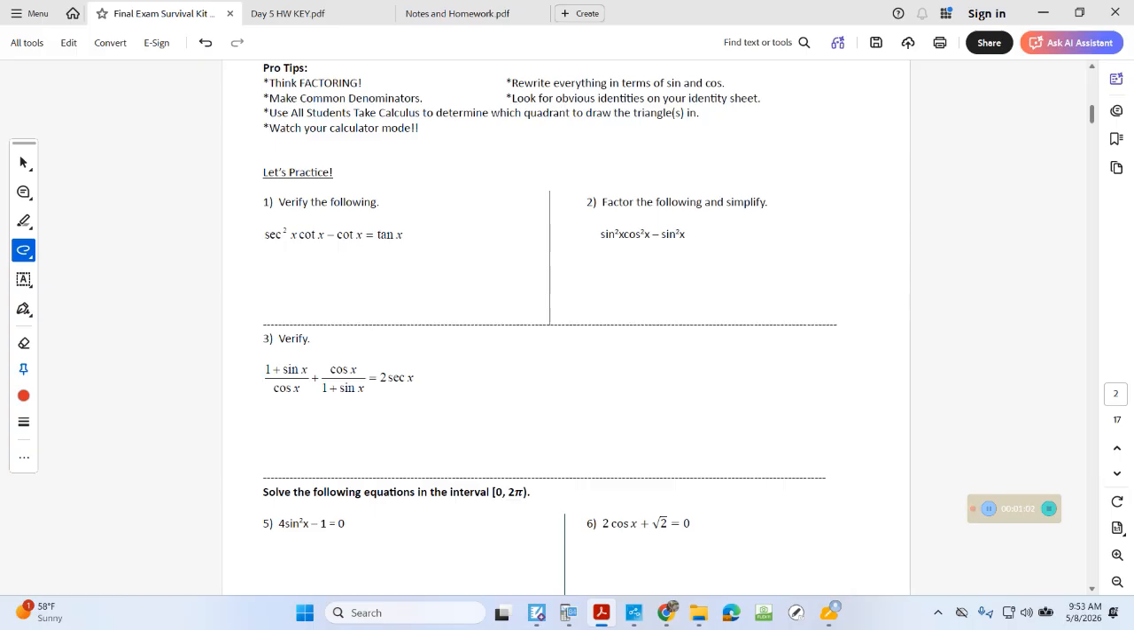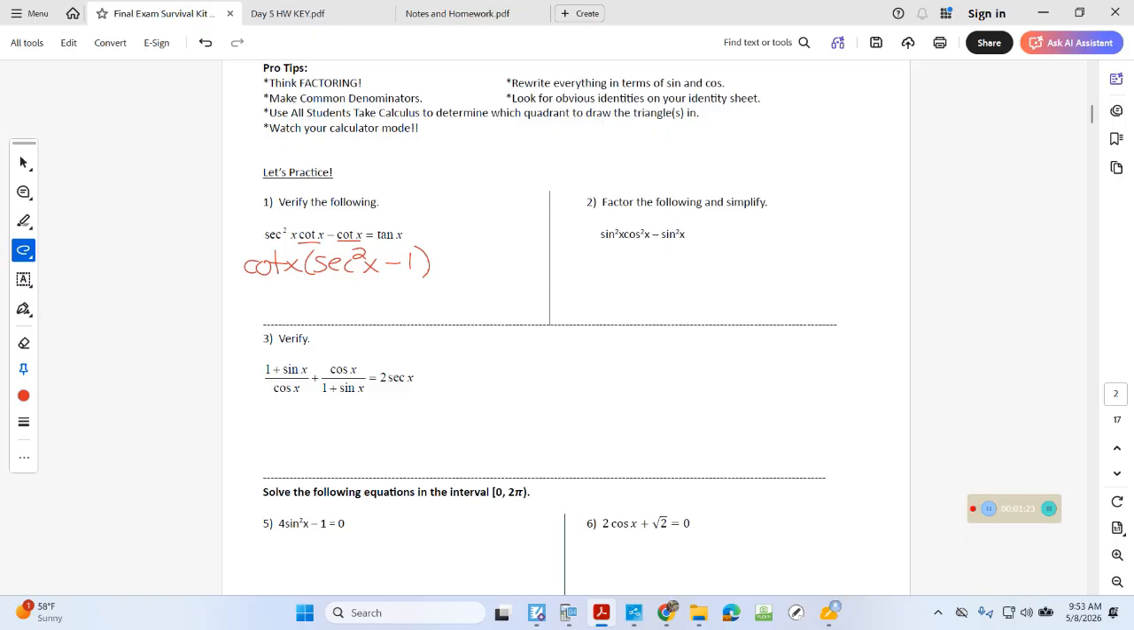So let's practice. Verify the following. So of course I'm going to work on the left side, the more complicated side, and I'm going to try to simplify it down to the right side. So first thing that jumps out to me, I can factor. You have a cotan in both terms. So I'm going to factor a GCF, a cotan out. So that leaves me with secant squared and 1 to hold the place.